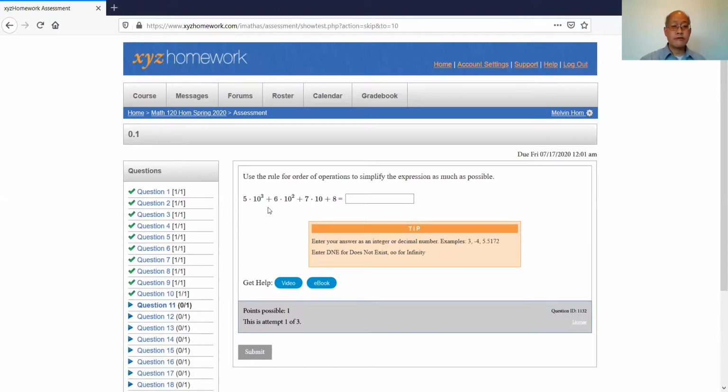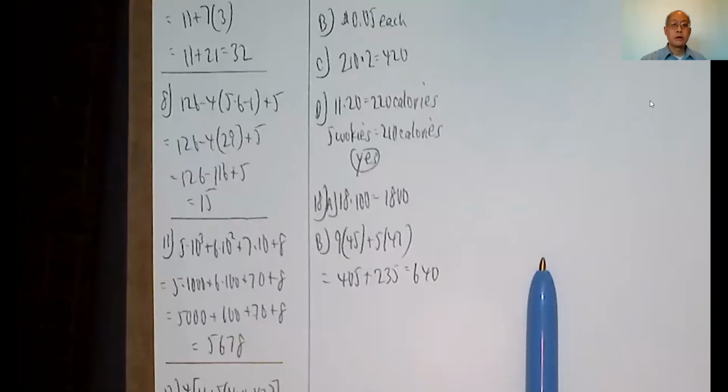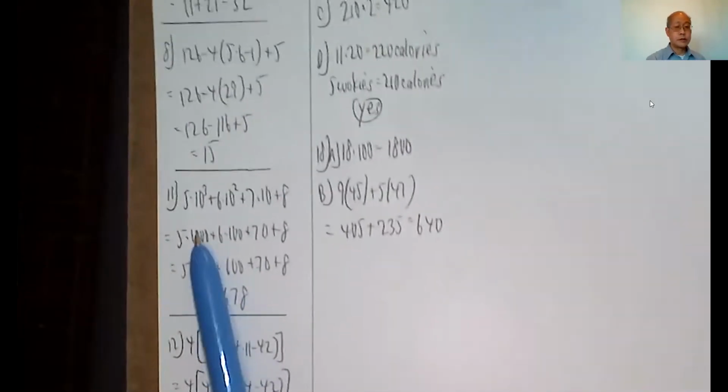Okay, this one's kind of funny. So question 11. So let me share the screen on how that's going to work again. So go back to stop share here and try to get back the other version. All right, so it looks like this.